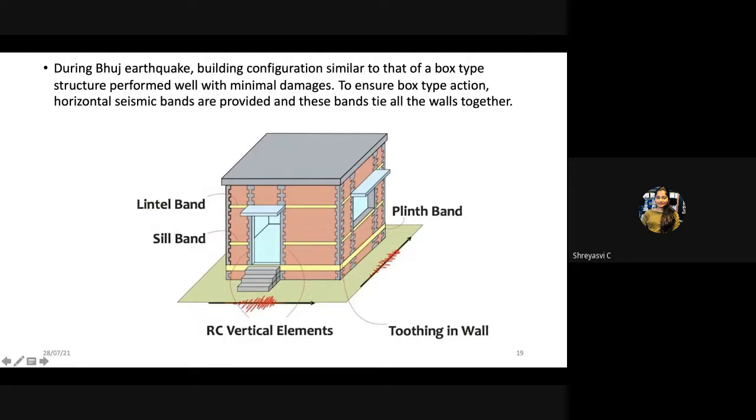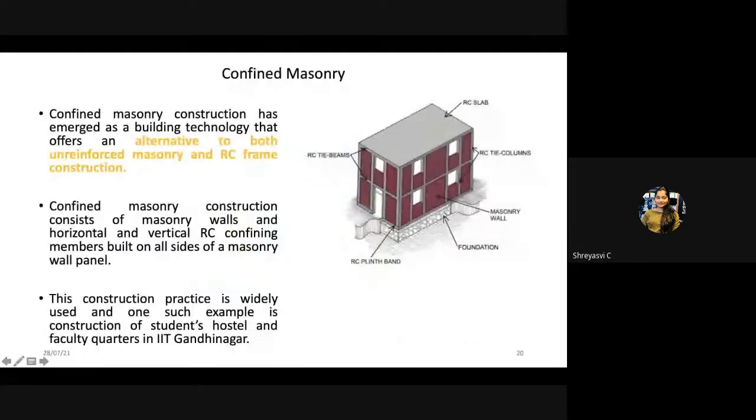So I just want you to remember that it is possible to give a toothing action on the wall. So confined masonry, some of you may be familiar, or for some of you, it might be new. What exactly is a confined masonry construction?